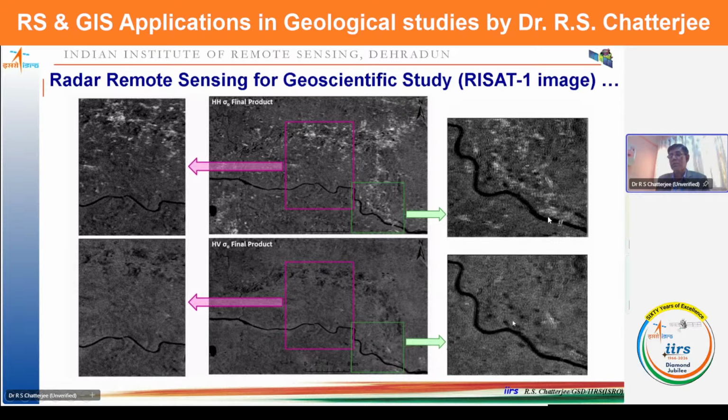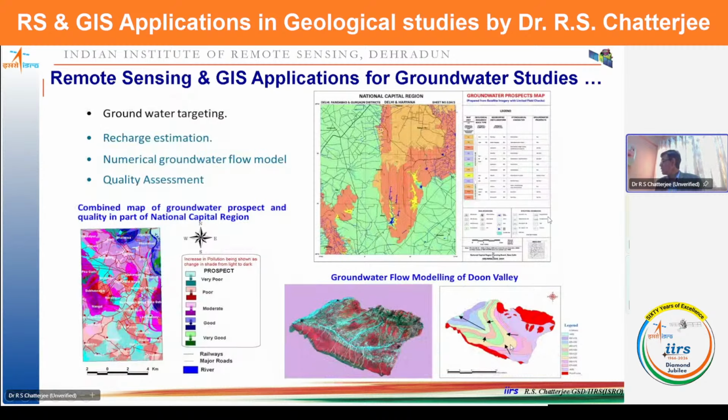But both the images are acquired at the same time from the same satellite, RISAT-1, Radar Imaging Satellite 1 from ISRO. It was acquired at the same time. One is the HH polarization image, another is the HV polarization image. Now coming briefly to some of the applications.